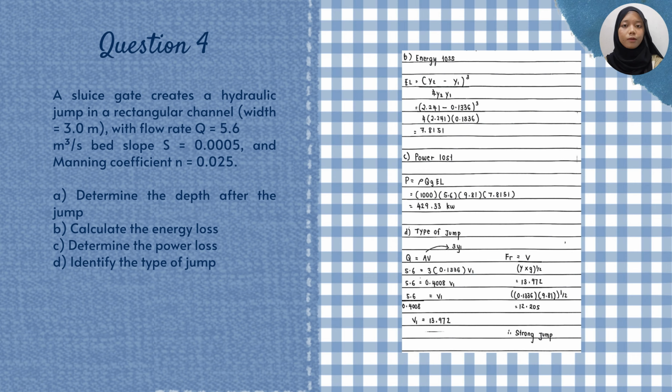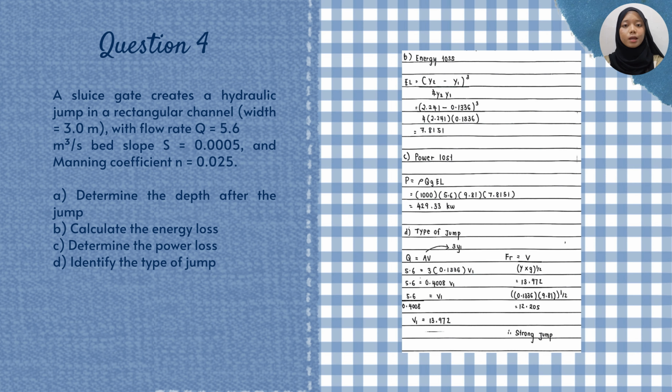The last one, we have to calculate and find the type of jump for this question. So we are going to use the formula Q equals AV. A is 3y, which is the area. Now we substitute the values. Q is 5.6, which equals 3 in brackets of 0.1336, times our velocity V1. So 5.6 equals 0.4008 V.